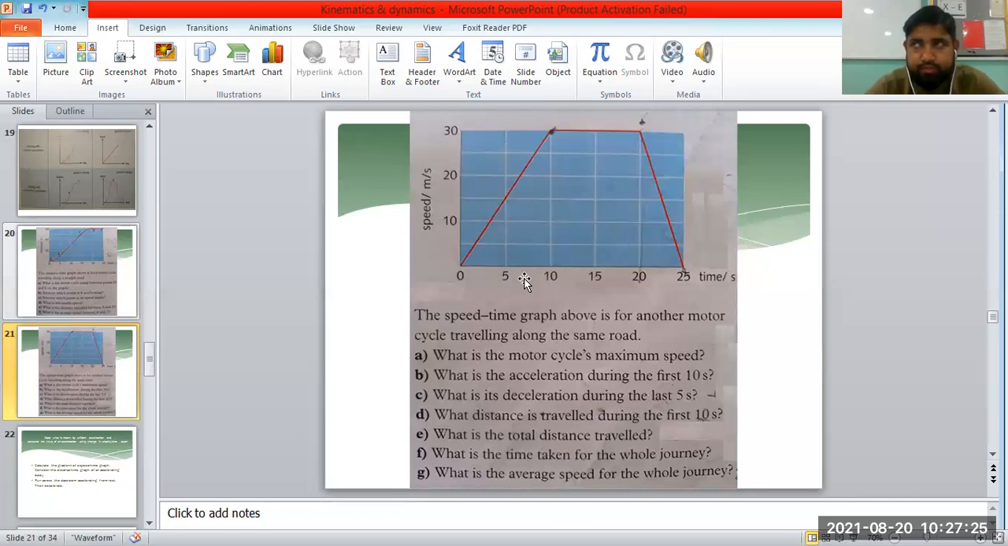150 meters. 150 meters will be the distance covered in the first 10 seconds. Part F, what is the time taken for the whole journey? That is 25 seconds. What is the average speed of the whole journey?